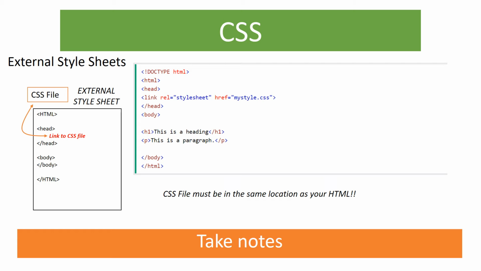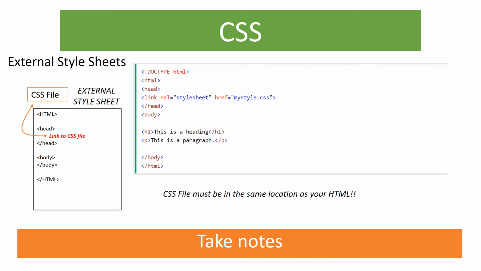The third type is the external style sheet. This is where we have a unique and individual style sheet separately from the HTML. Just a note on this that the CSS file must be in the same location as your HTML.